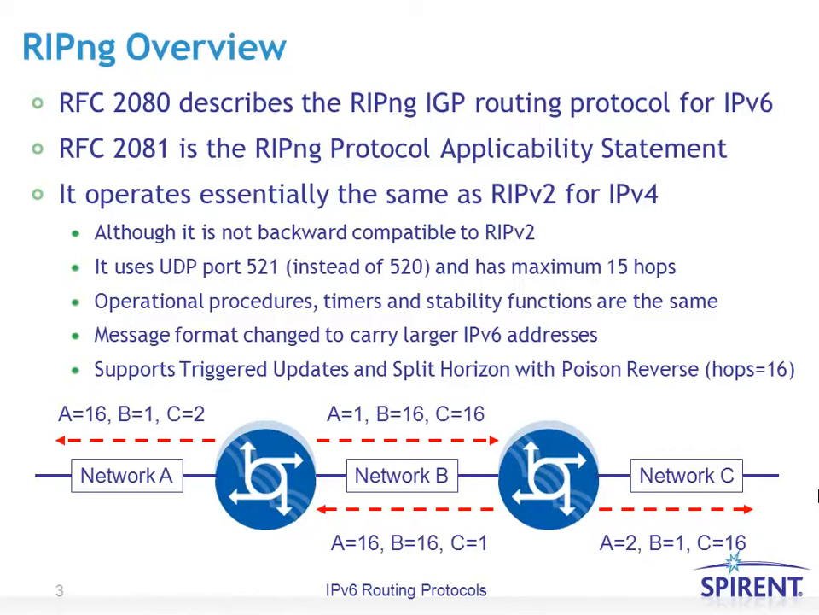The message format has changed slightly to carry larger IPv6 addresses. It also supports triggered updates and split horizon with poison reverse. In other words, it will re-advertise routes back out the same interface it received them on, but it will advertise them with a hop count equal to 16.